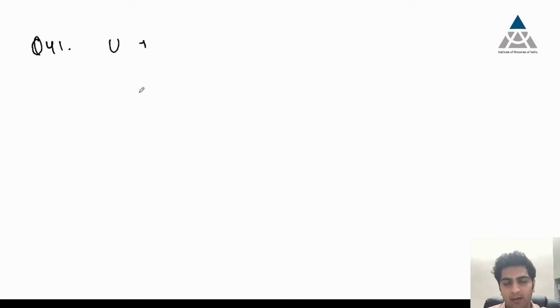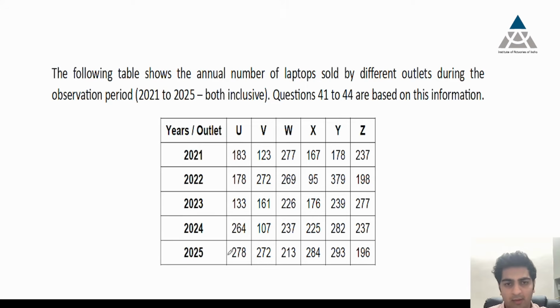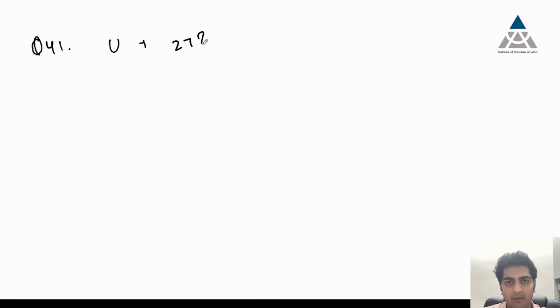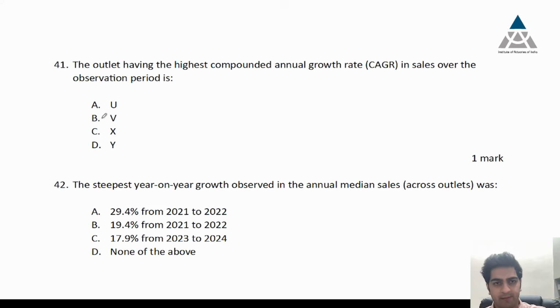So question 41, a reverse way to do it. For U, what's the sales in 2025? So that's 278 upon 183. You can calculate the ratio. I think it will come to somewhere around 1.5 roughly. I'm not calculating the growth rate directly because we just have to compare, right? We don't need to actually show the growth rate. So for now, I'm just keeping these approximation numbers. So U is 1.5.